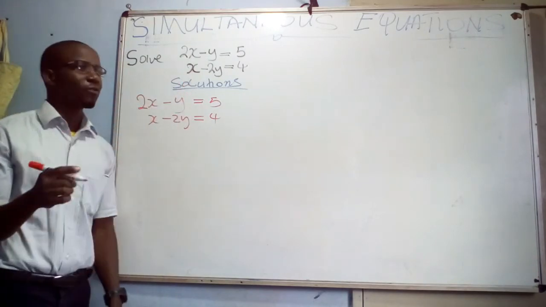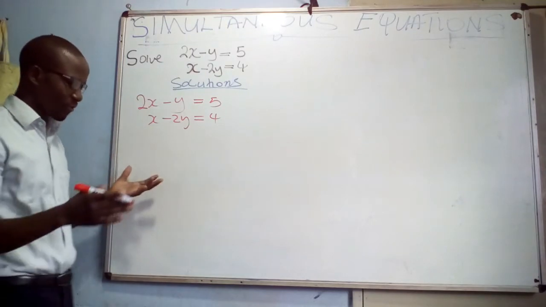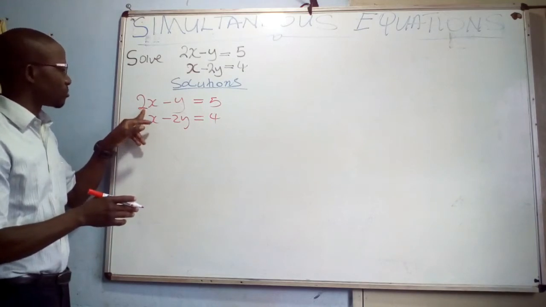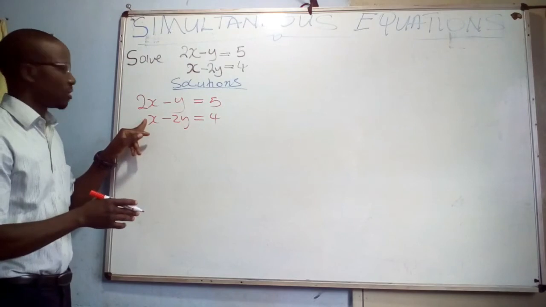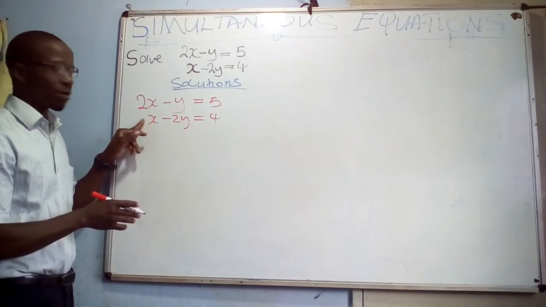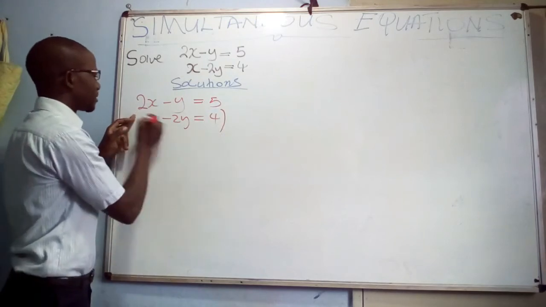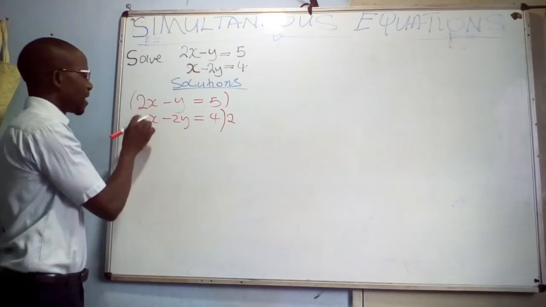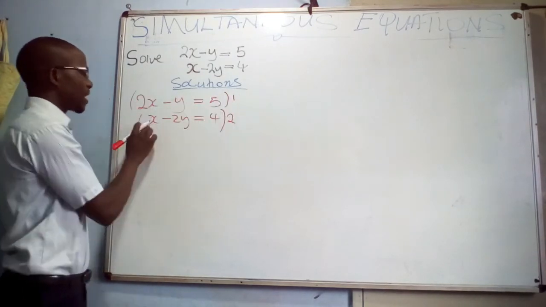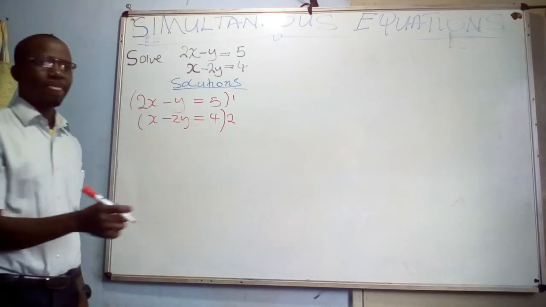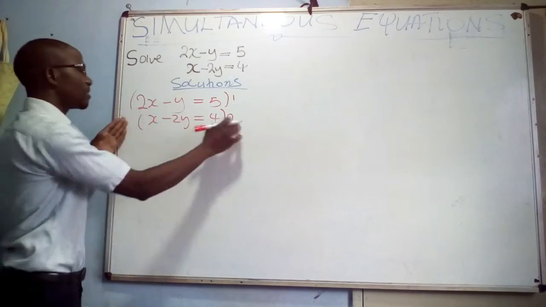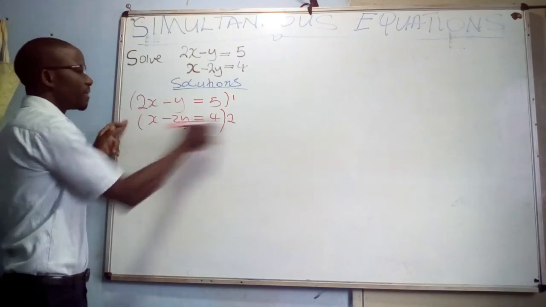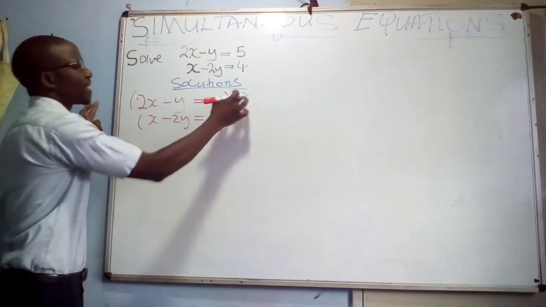To balance coefficients, for example if we want to consider x, the coefficient of this x is 2 and the coefficient of this x is 1. So you exchange the coefficients. This 2 multiplies the second equation, and this 1 multiplies the first equation. In a situation where this is just a 1, multiplying by 2 would already balance, but for the sake of emphasis, we take this coefficient and multiply the second equation, and this coefficient and multiply the first equation.